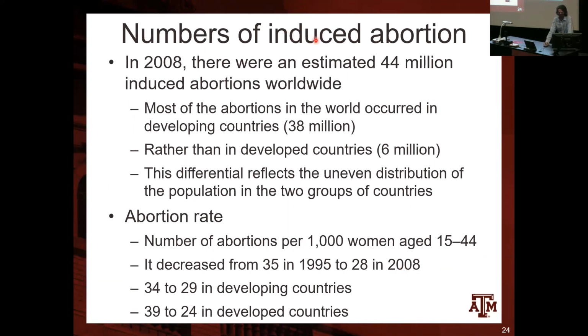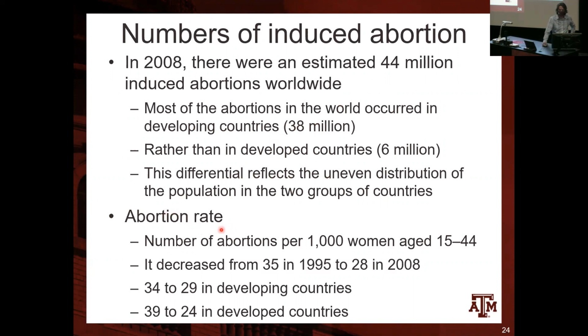So, numbers of induced abortion. In 2008, there were an estimated 44 million induced abortions in the world. Most of the abortions in the world occur in developing countries. Out of 44 million, 38 million. In developed countries, only 6 million out of 44 million abortions around the world. This differential reflects the uneven distribution of the population in the two groups of countries. Of course, we have a bigger population in developing countries than in developed countries, right? So these are not rates. These are just what would be the numerator of the formula.